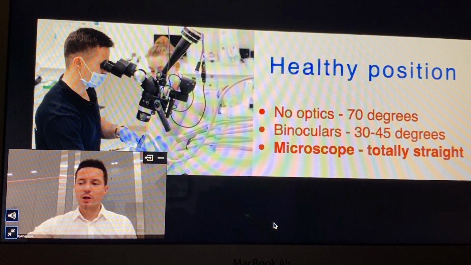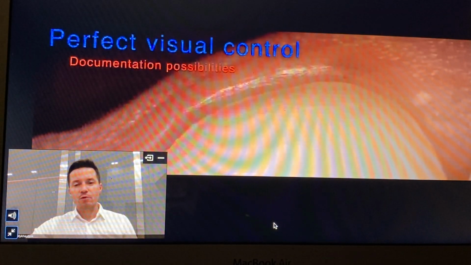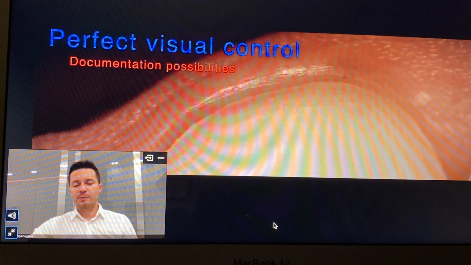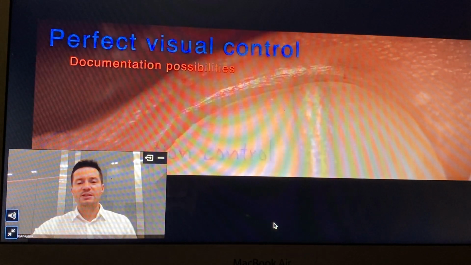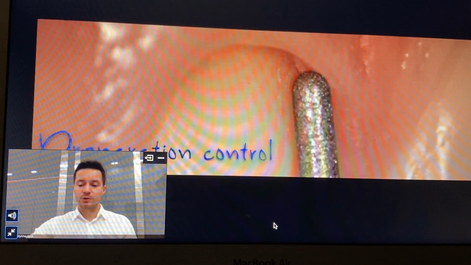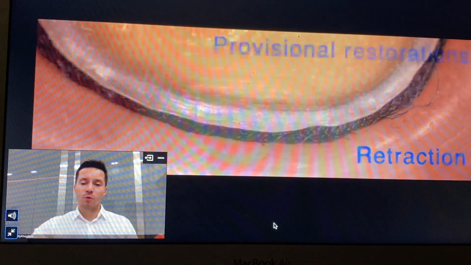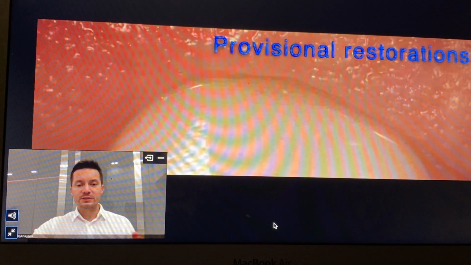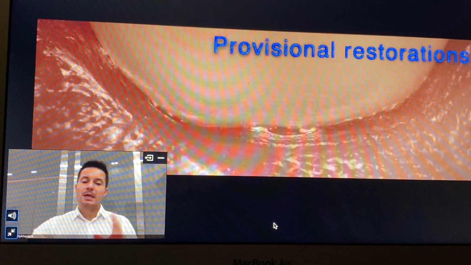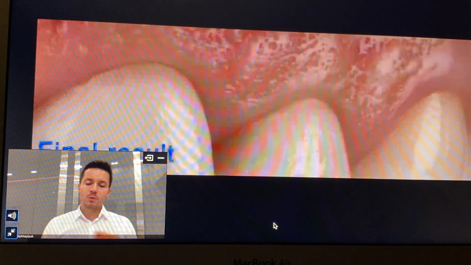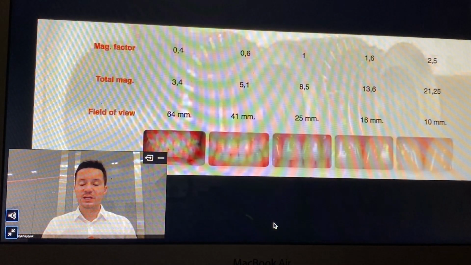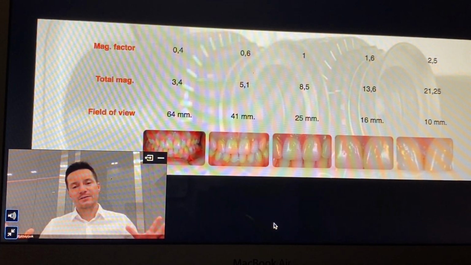Perfect visual control during steps like preparation, as you can see here. Here, preparation in the sulcus, you can see the bur that has a width of only 1 millimeter, but it already looks huge. We can also use magnification during retraction because we can see perfectly the positioning of the retraction cord, the control of the soft tissue with the provisional restorations, and of course, the control of the final result after we bond ceramic restorations.